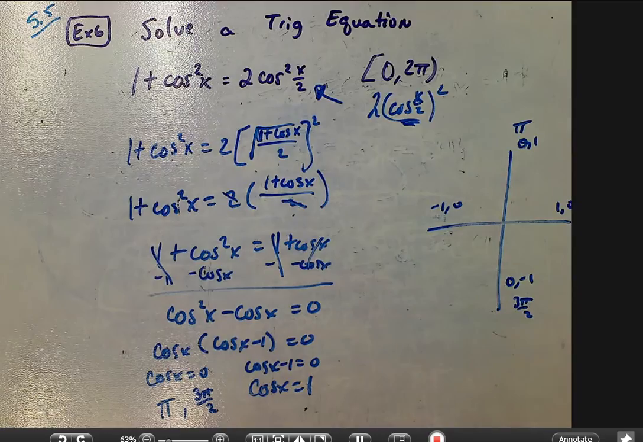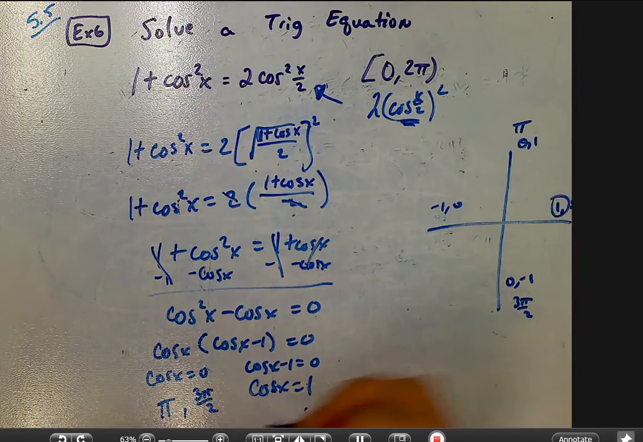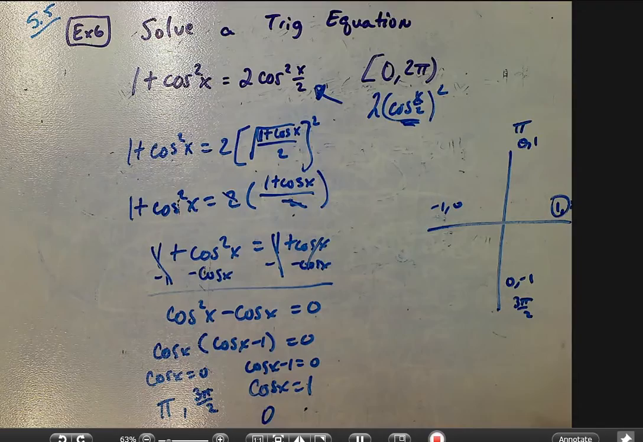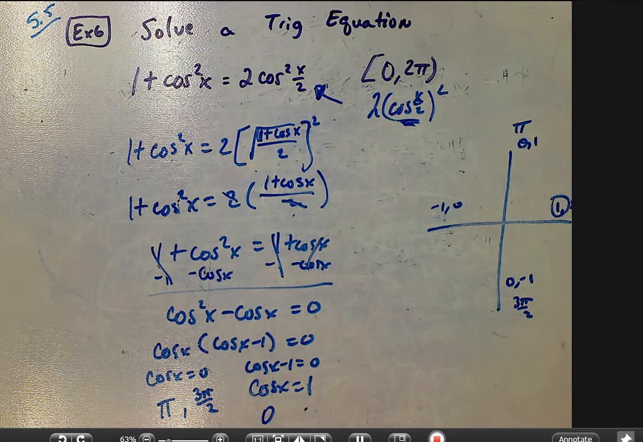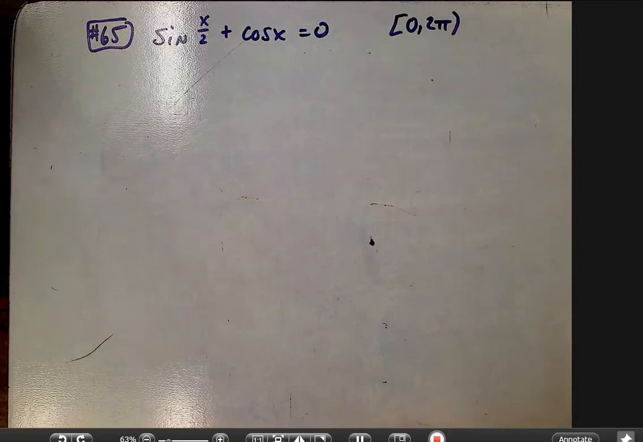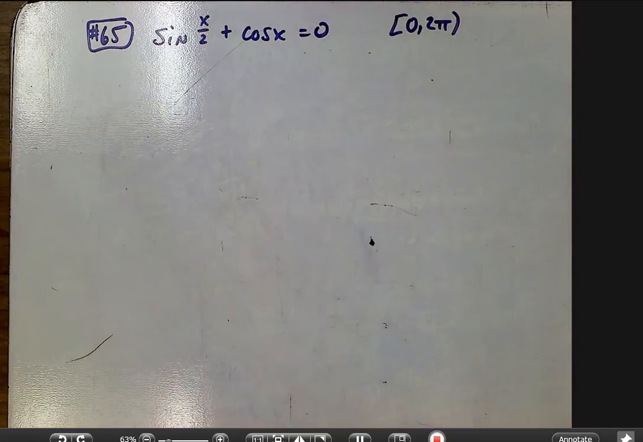So there's two answers. Where's the cosine of x equal to 1? Well, again, cosine is x, so right there at 0. I do not include 2 pi because the 2 pi in the domain has a parenthesis, which means 2 pi is not included. I want you guys to try number 65 out of the book, and then press pause for a second, come back and see if you're able to get it right.